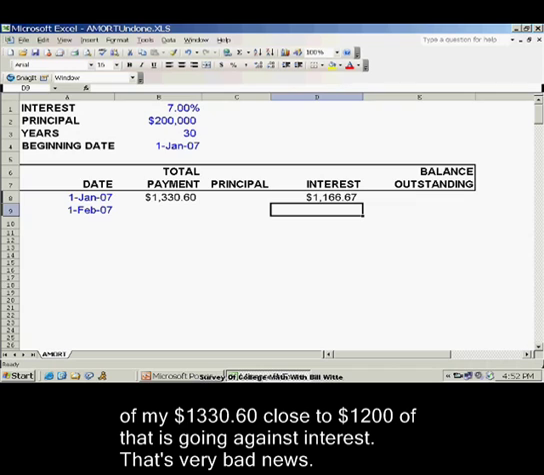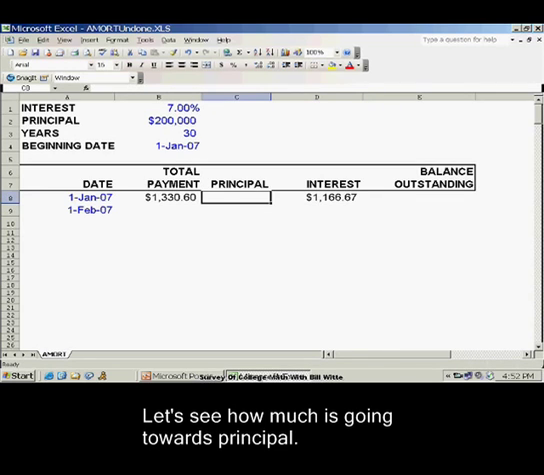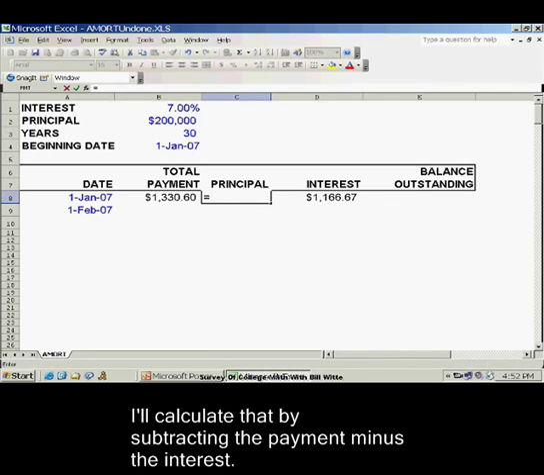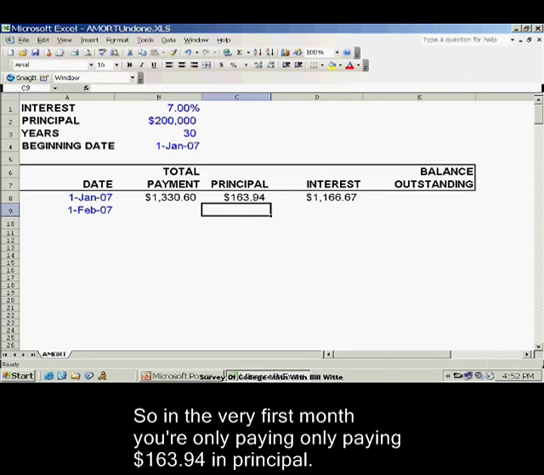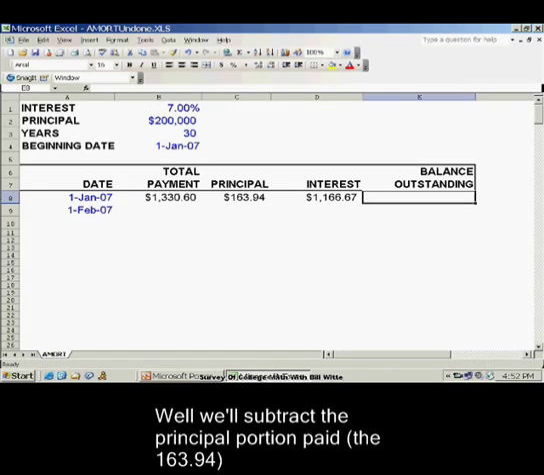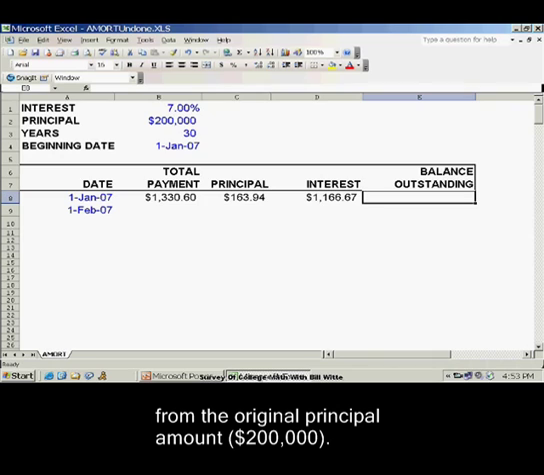That's very bad news. Let's see how much is going towards principal, because the principal and the interest together make the payment. I'll calculate that by subtracting the payment minus the interest. You can see the very first month, of your $1,330, you're only paying $163.94 in principal. Well, how much are you going to owe next month?